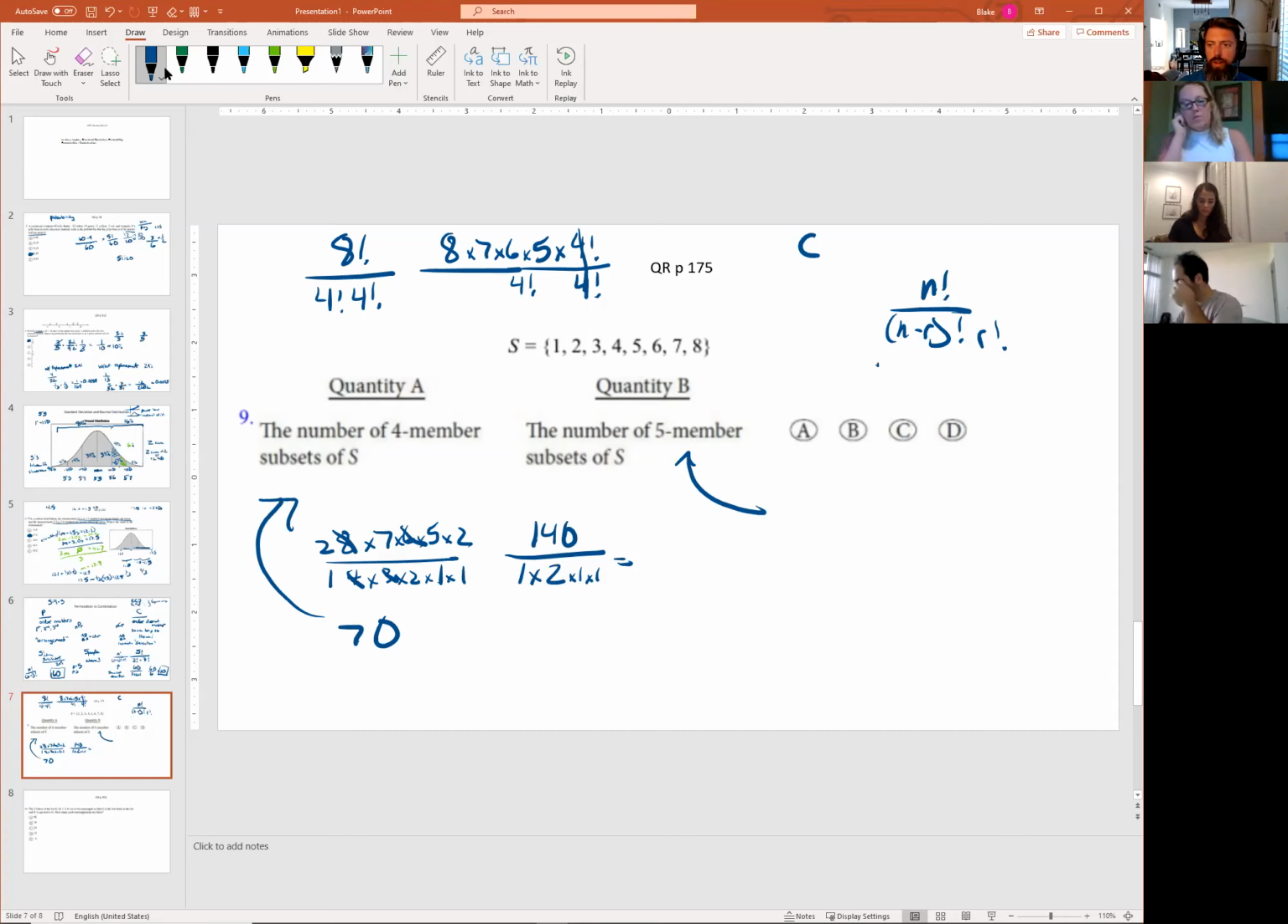And just in the interest of time, I'm going to write it out up here, but I want you guys to not look if you're trying to solve it.